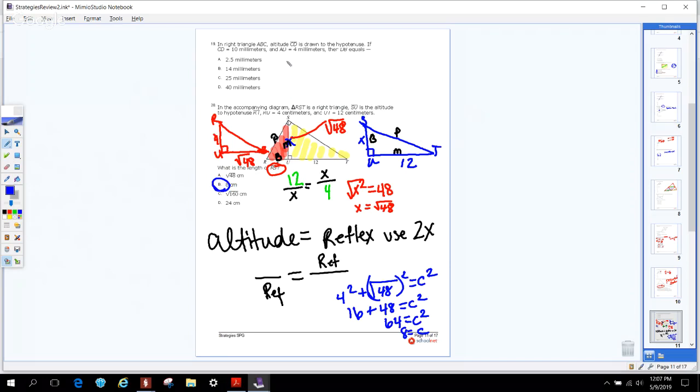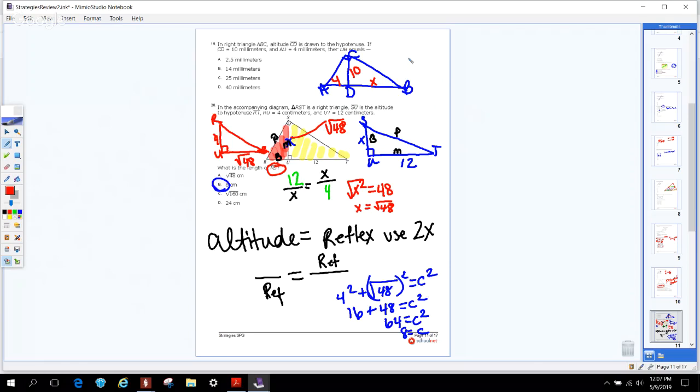Let's look at an easier problem up here. Draw the triangle. It says the word altitude, so I'm going to know to put the hypotenuse on the bottom. It just makes life easier. It tells you the altitude was CD, so that means that C has to be the right angle. It doesn't matter where I put the A or the B. So then I just label it. It tells me that CD is 10, AD is 4, and it wants DB.